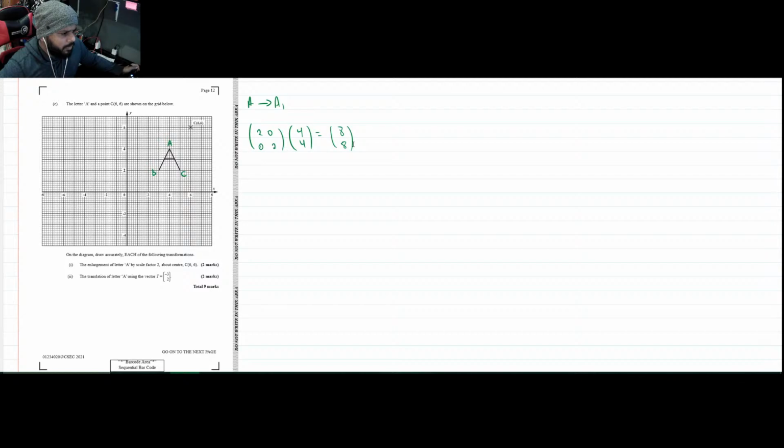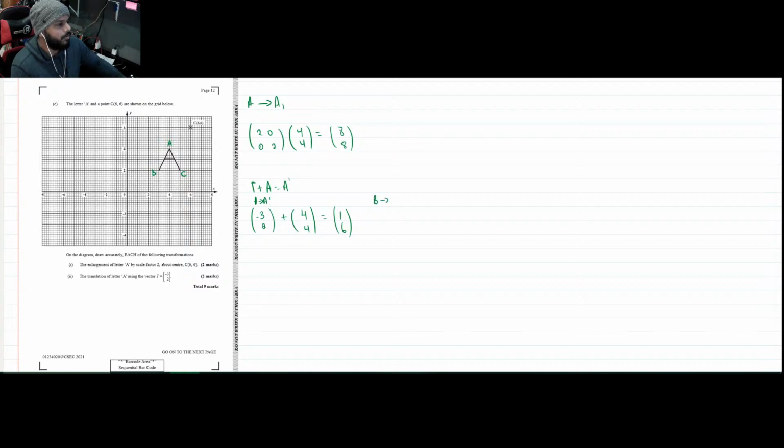A translation of the letter A using the vector t, which is (-3, 2). Now for each of these points here, you'll have to perform your translation calculation, where you have the translation plus the object point, that will give me my image points. So for example, (-3, 2) executed on, let's say, the point A on top, which is (4, 4). This will give me -3 plus 4 is 1, and 2 plus 4 is 6. So I'll go to (1, 6). This is from A to A prime.